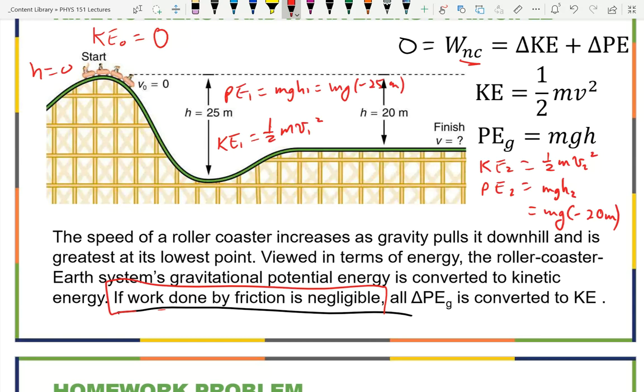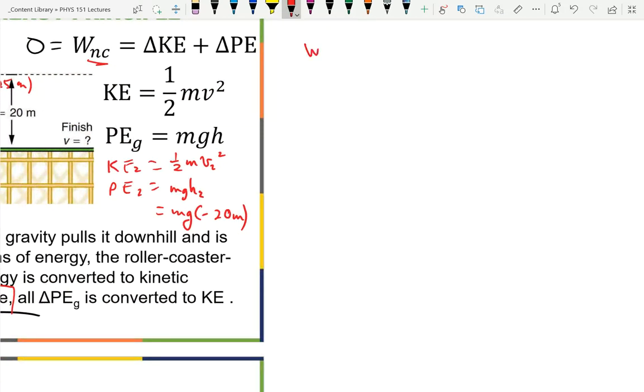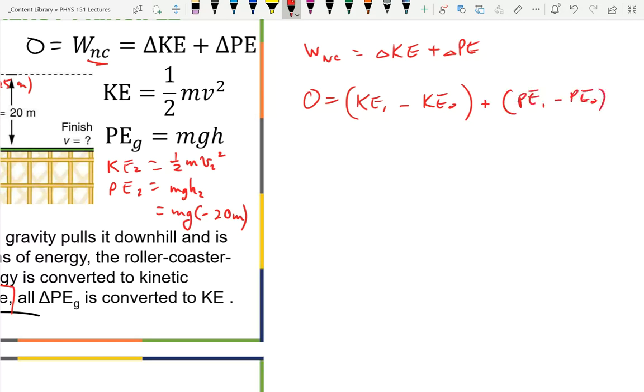We have a figure. We've identified the before and afters. We've identified the non-conservative. There's a certain order, but at this point, I'm just saying the things we've done. And so now, let's find the speed at position 1. So I'm just going to do 0 is equal to change. Change is always final minus initial, right? So that's going to be kinetic energy 1 minus kinetic energy initial plus potential energy 1 minus potential energy initial.